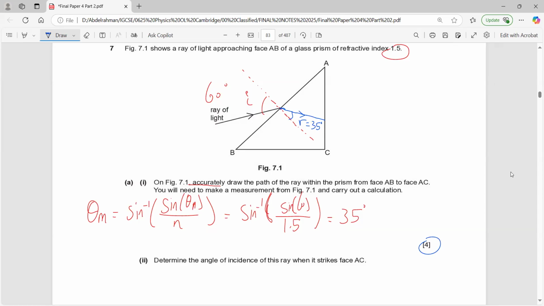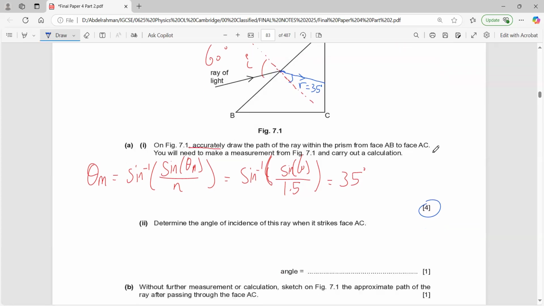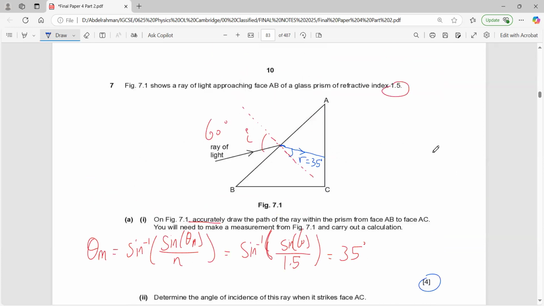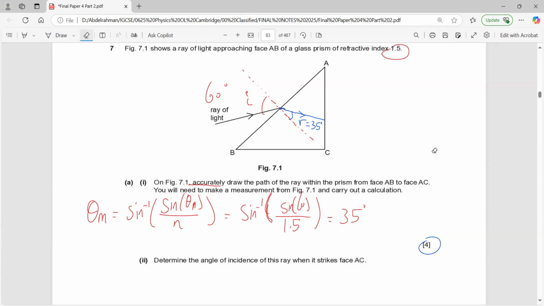Okay. You need to make sure that you can do these measurements. Theta m is 35 degrees, we drew the line until it reached face AB. Determine the angle of incidence of this ray when it strikes face AC. When it strikes face AC, we need to take a reading of the angle at this point. I need to take a measurement.